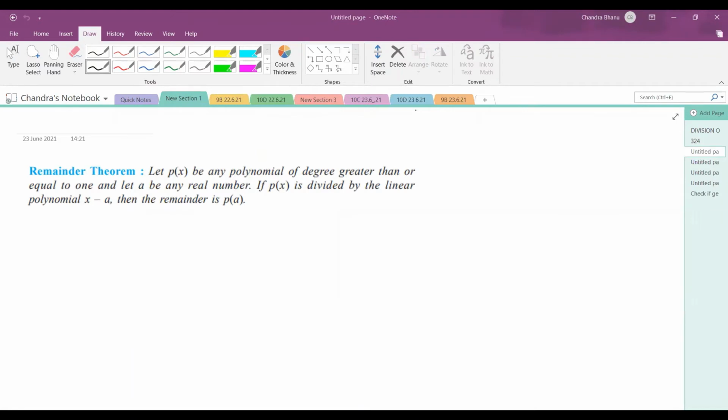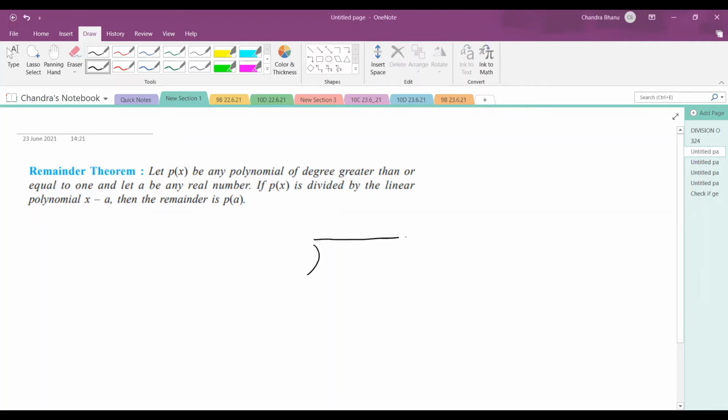Now let's come to the remainder theorem. The remainder theorem says, let p(x) be any polynomial of degree greater than or equal to 1 and let a be any real number. If p(x) is divided by the linear polynomial x minus a, then the remainder is p(a). Let's try to understand it in simple language.